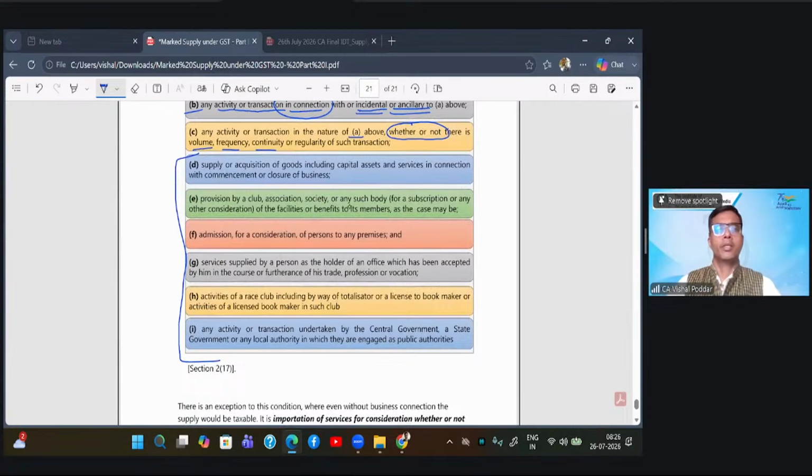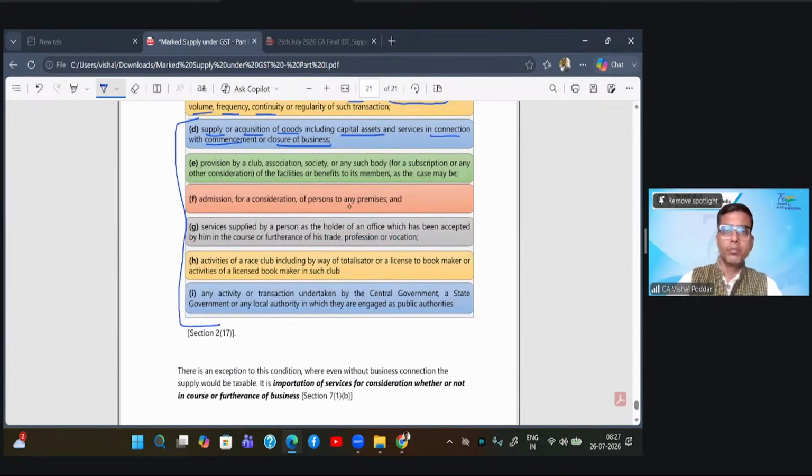Now, besides this, some specific activities are to be deemed to be business. What are they? Supply or purchase of goods, including your capital assets, in connection with commencement or closure. Many times at the time of commencement, you acquire something. Till now, the business has not started, but ultimately you are going to start business. Similarly, you have closed down the business and now you are selling off your asset. Now, the question comes: if I sell off my asset after closing the business, I will say now I'm not doing the business, so will I not have to pay GST? The answer is no. Even if the assets are sold in connection with closure, it will still be treated as business.